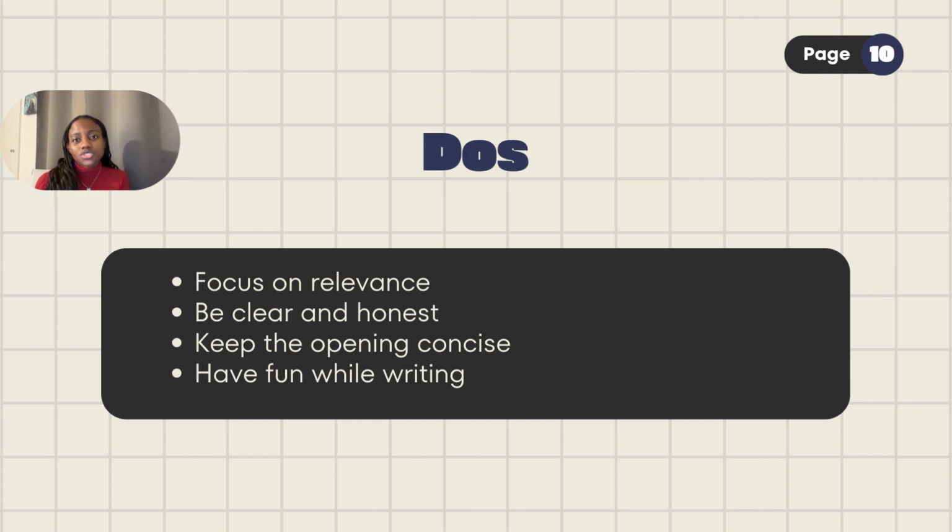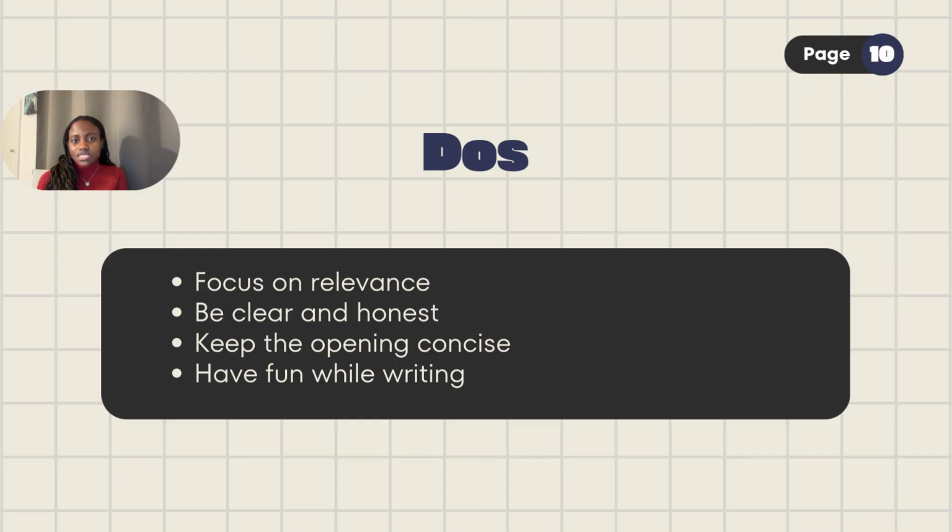Let's talk about some do's and don'ts of attention grabbers. The first thing I want you to do is to have fun while writing. That is the main thing. Just have fun. Don't let any limitations keep you boxed in and you're just thinking mechanically. So think emotionally, think freely. The first do that I would say is to have fun while writing.